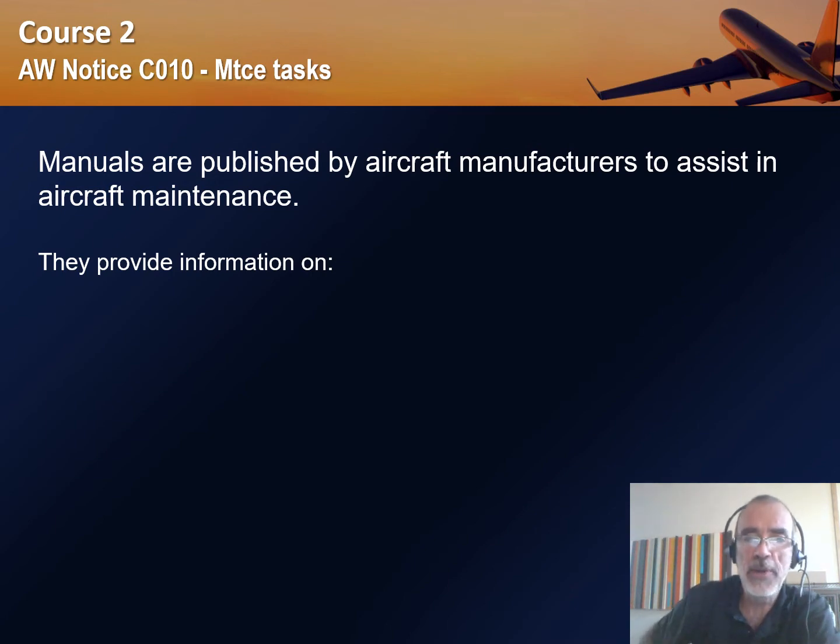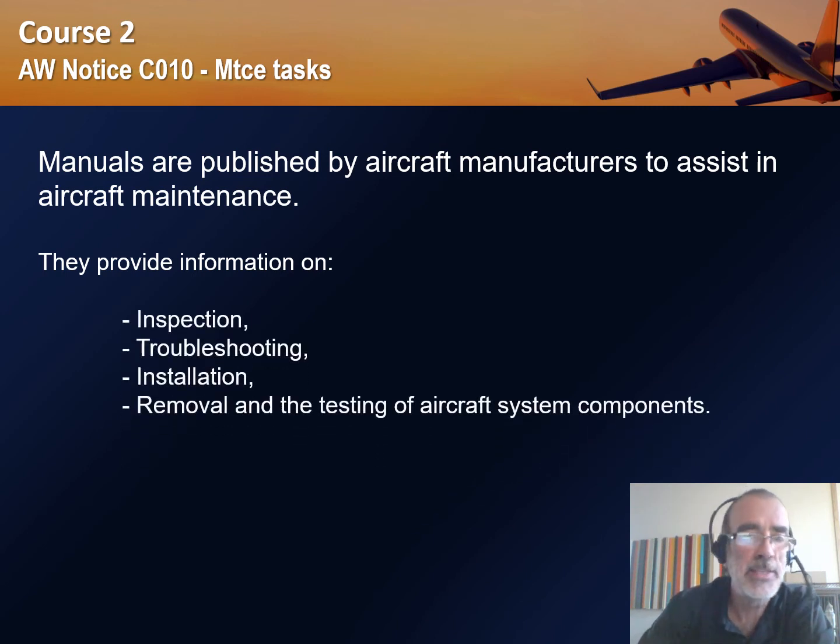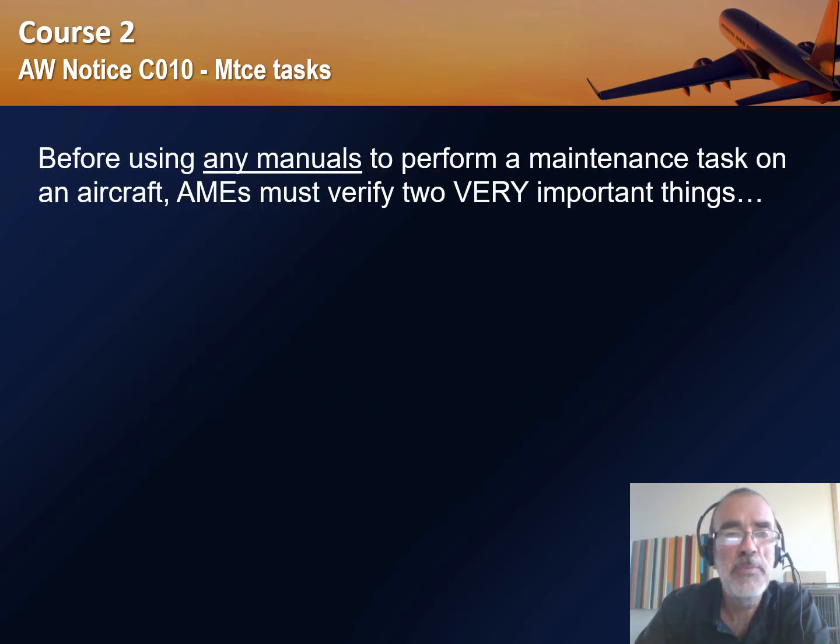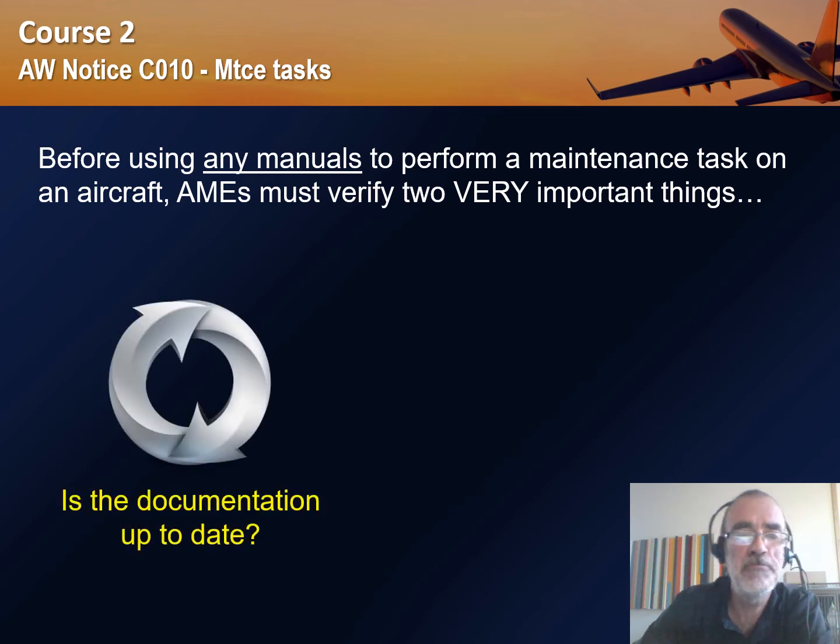Manuals are published by aircraft manufacturers to assist in the aircraft maintenance. They provide information on many things: inspection, troubleshooting, installation, removal, and testing of aircraft systems. Before using any manual, the very first step, very important, is to verify that your document is up to date, meaning the revision, you have the latest and greatest.